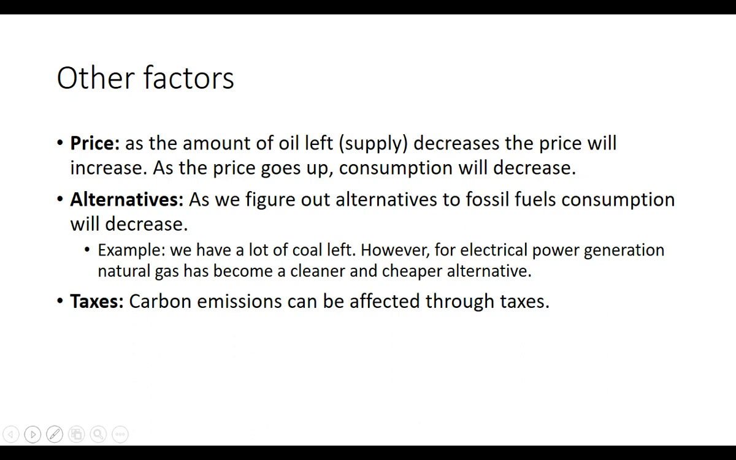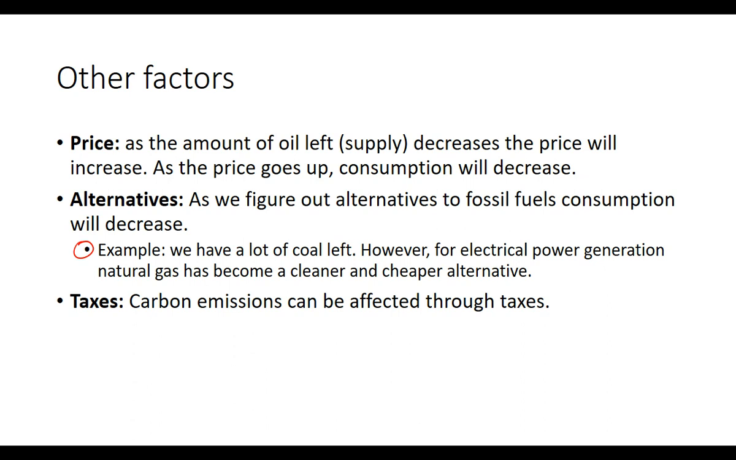An example of the alternative thing would be that we have a lot of coal left. We are not running out of coal in the United States. That's not a problem. But of course, we are seeing a decrease in our electrical power generation from using coal because of natural gas. You've maybe heard of fracking. They do fracking in order to find natural gas. And basically, what happened is that we have a ton of natural gas, and so it's cleaner and it's cheaper. So we're decreasing the amount of coal that we're using.